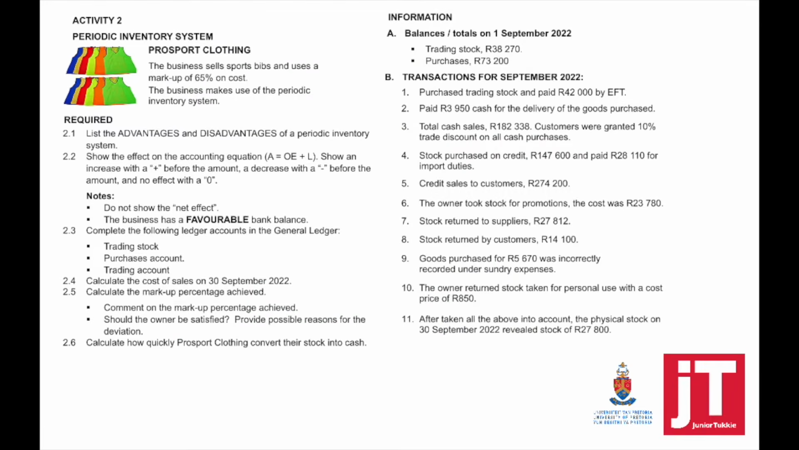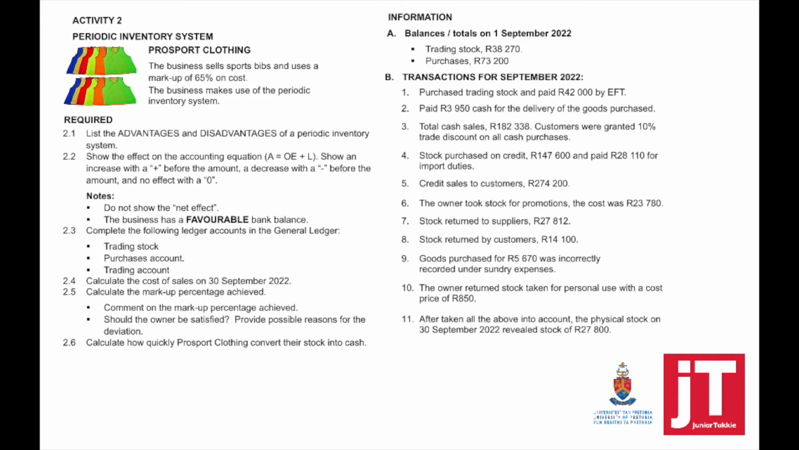We're going to look now at Activity 2. The focus will now be on the periodic inventory system, Pro Sport Clothing. The business sells sports bibs and uses a markup of 65% on cost. The business makes use of the periodic inventory system. Required, list the advantages and disadvantages of a periodic inventory system.